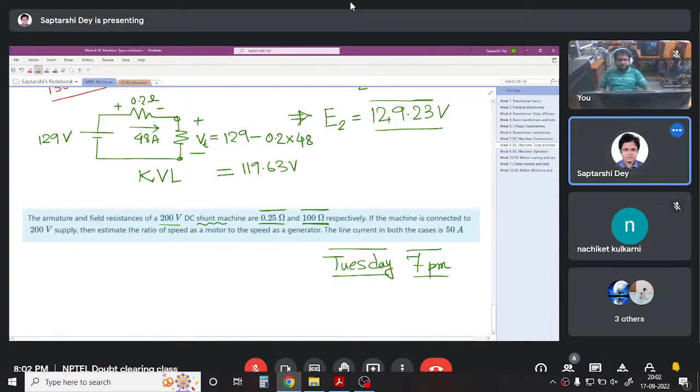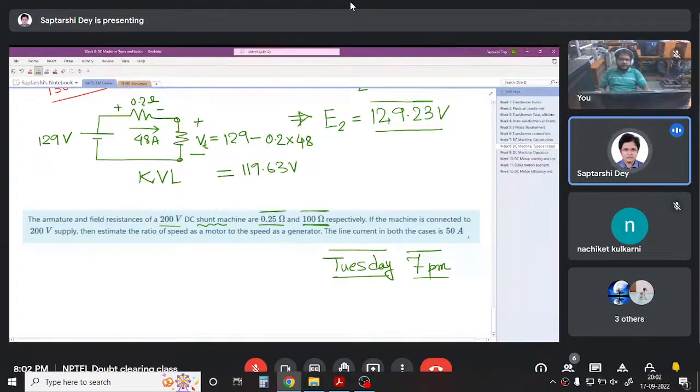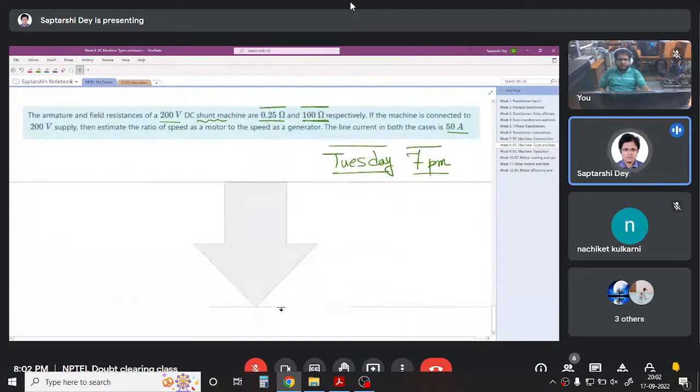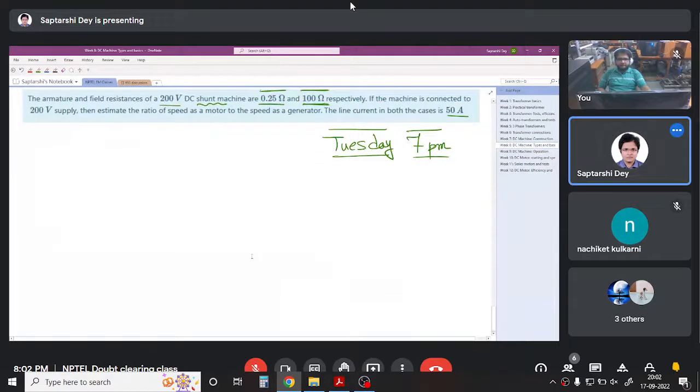Okay, if the machine is connected to 200 volt supply, then estimate the ratio of speed as a motor to the speed as a generator. The line current in both the cases is 50 ampere. Okay, you people tell me, should I do this or should I leave it for today? We are almost 1 hour. If possible, we can do it.